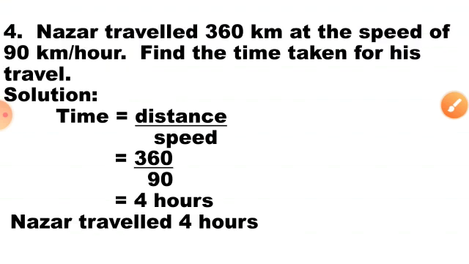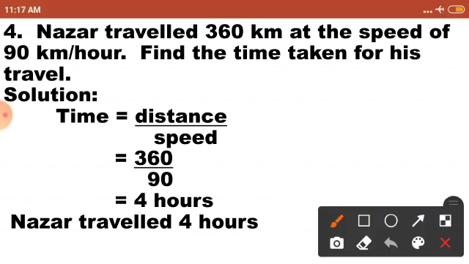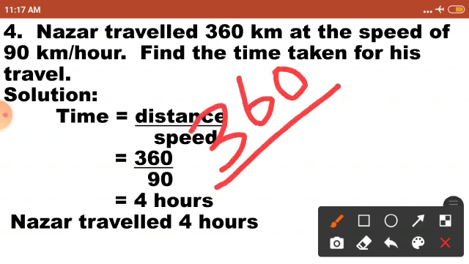Move to the fourth sum. Nasser travelled 360 km at the speed of 90 km per hour. Find the time taken for his travel. So let's write the solution for this. Here also they are asking about the time, right? So time is equal to distance divided by speed. So what's the distance here? It is 360. So first write the distance as 360 divided by, what's the speed here? 90, right? So next write the speed as 90.